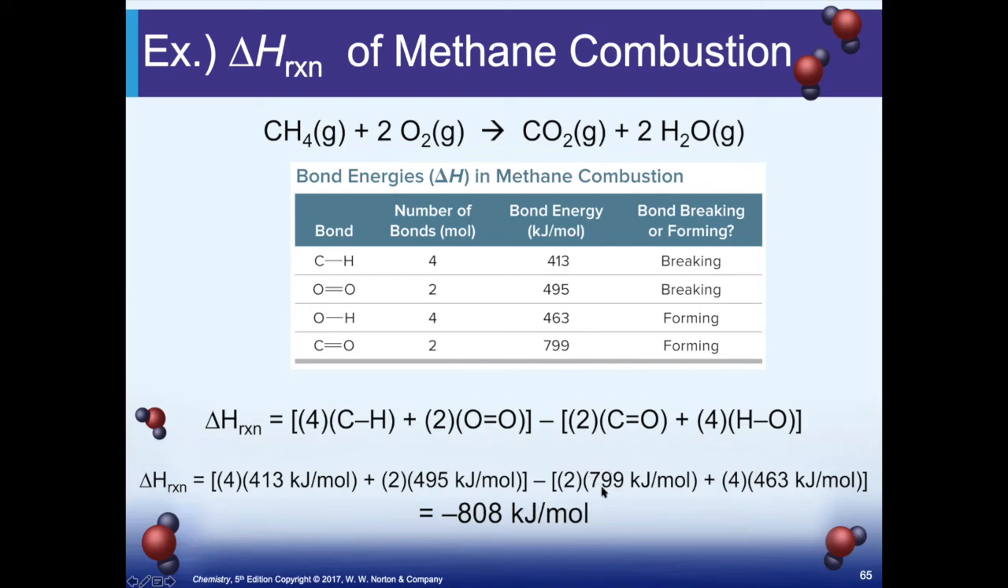So you may be wondering, in the previous graph, we showed that as a negative 799 and that as a negative 463. So when you pull values from the table, do you need to make them negative if you're forming those bonds? No, that's what this equation does for you.